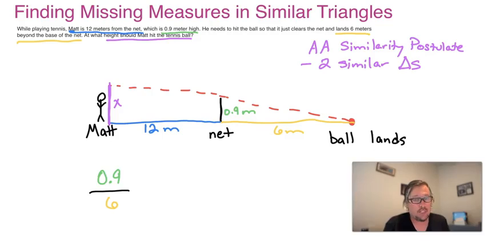Because these triangles are similar, their side lengths should be proportional. So if I do a ratio for the larger triangle, like the entire shape, that ratio should be equal or proportional to the ratio that I just wrote for the smaller triangle.